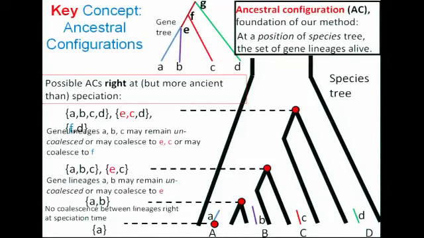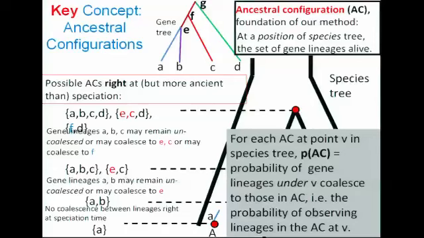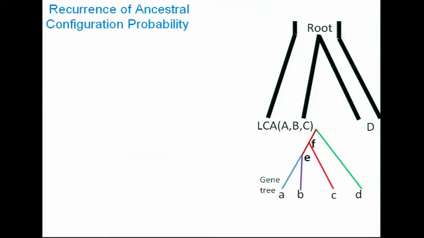So these sets of lineages shown here correspond to the ancestral configurations I'm talking about. The key thing to compute the gene tree probability is to define the probability of ancestral configurations, which is basically the probability of observing the gene lineages specified by this ancestral configuration at that moment in time in the species tree. Let me show you how this ancestral configuration probability can help us compute the gene tree probability.